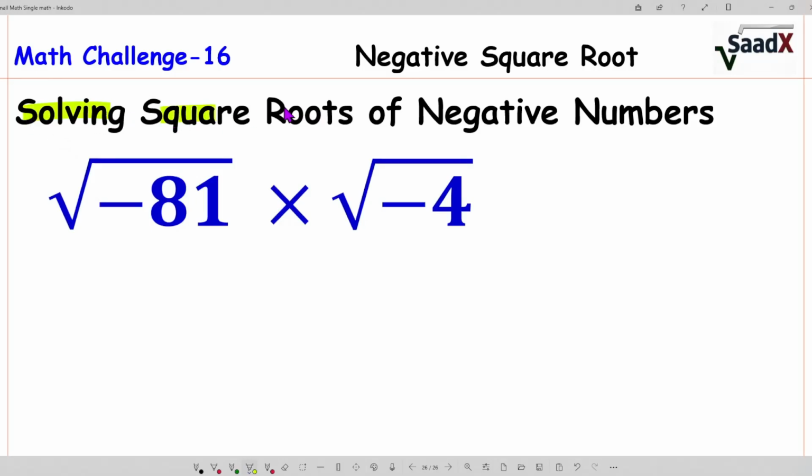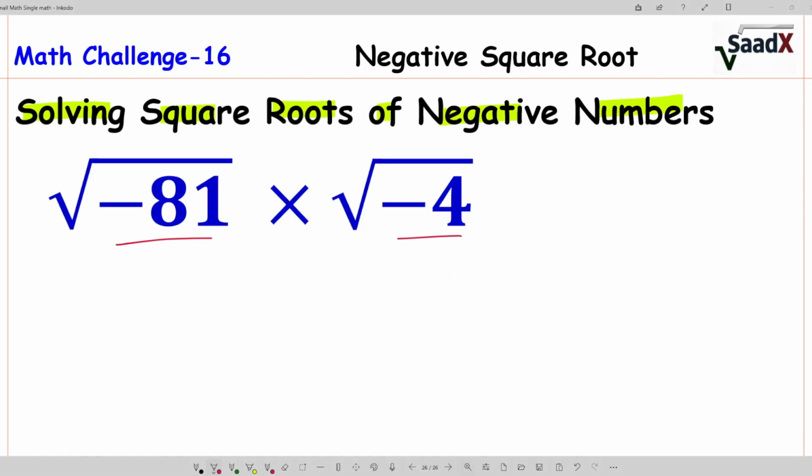Solving square roots of negative numbers. Today's topic: negative square root. Welcome to SADX. Our question: root of negative 81 times root of negative 4.